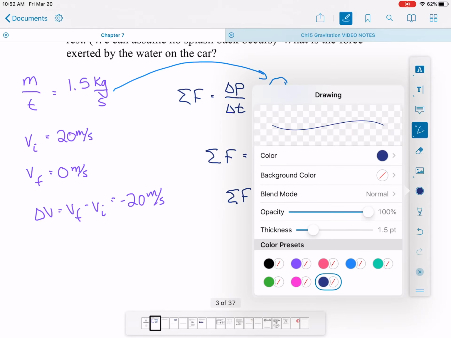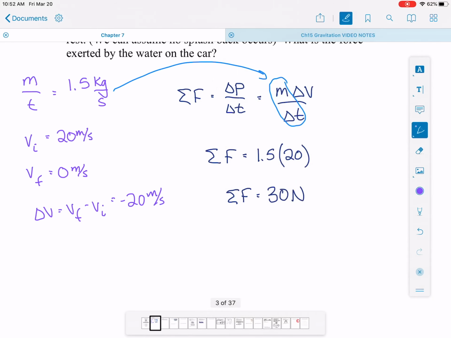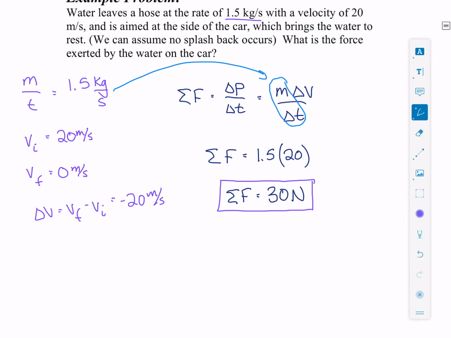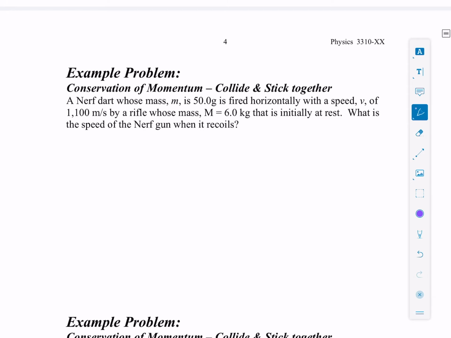So the car is exerting 30 newtons of force in order to bring this water to rest. The momentum is changing over a period of time, so a force is required. This is an example where momentum's not conserved. We're using F equals delta P over delta T. We have an external force. That external force is 30. Cool. Now let's do an example where momentum is conserved.